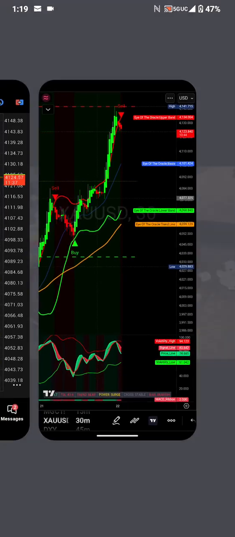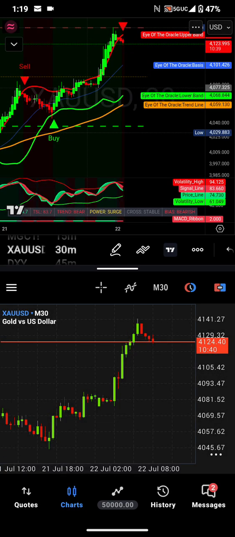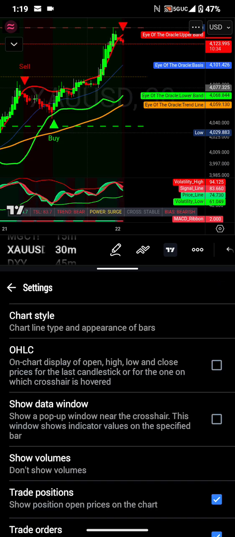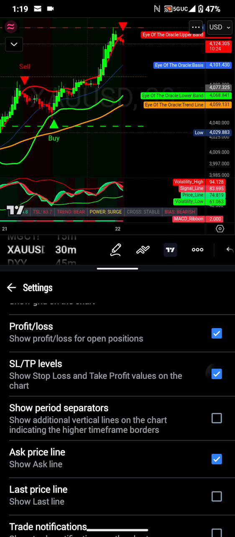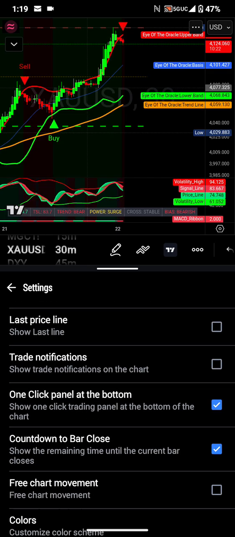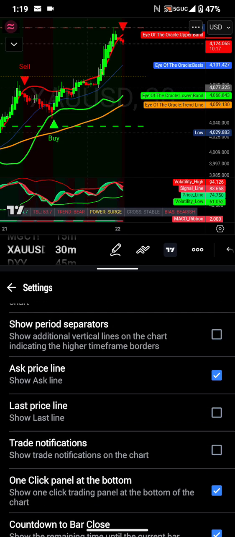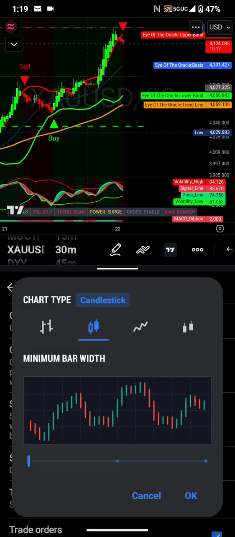So if your phone can do this, you want to hold that, hit split screen, pop this up. Now, right? That's good to go. You want to come in here. You want to hit those little changers, like little sliders. It's going to bring you in here, right? It's going to show you everything, profit, loss, stop loss, all that, and you want to come down, one click trade at the bottom, count down the bar close, and then we could do all the colors and stuff later in another video.